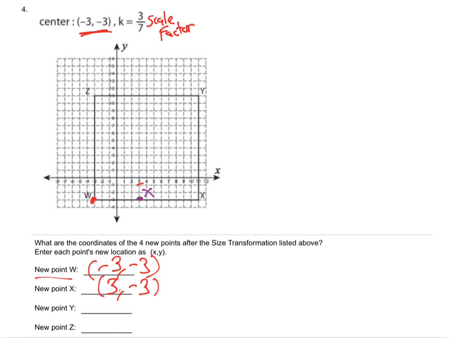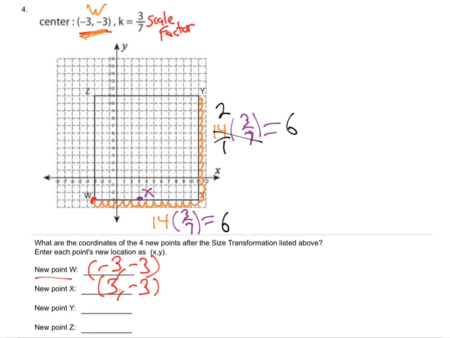Next, let's do Y. How do you get over to Y? From W, the center, because the center is -3. How do we get to Y? We go 14 to the right, and 14 up. That's a square, 14 by 14. So then we have to multiply both of those by the scale factor, 3/7. Remember how that works? You put this over 1. 7 goes into 14 2 times. 2 times 3 is 6. Both cases are going to be 6. So instead of 14 right and 14 up, it's going to be 6 right and 6 up.